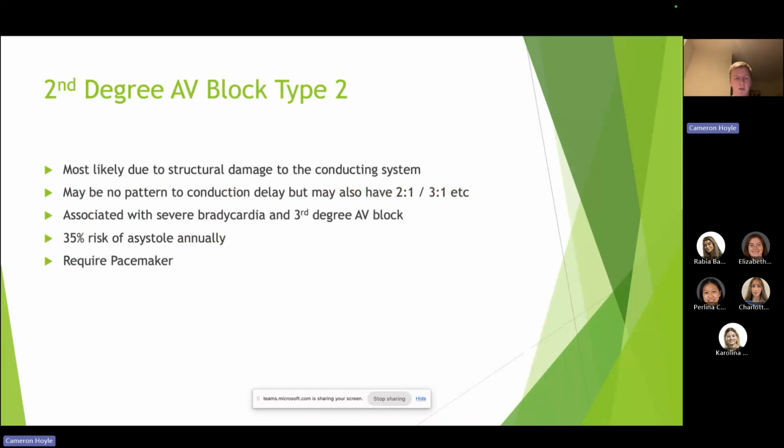This is associated with a really severe bradycardia and quite a quick progression to third degree block. And with that, you've got just over a third risk of asystole. So these will always require a pacemaker if you see that.